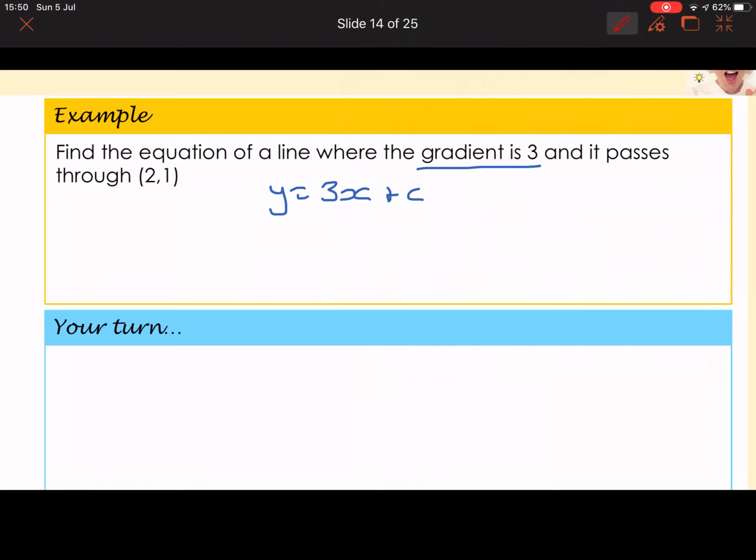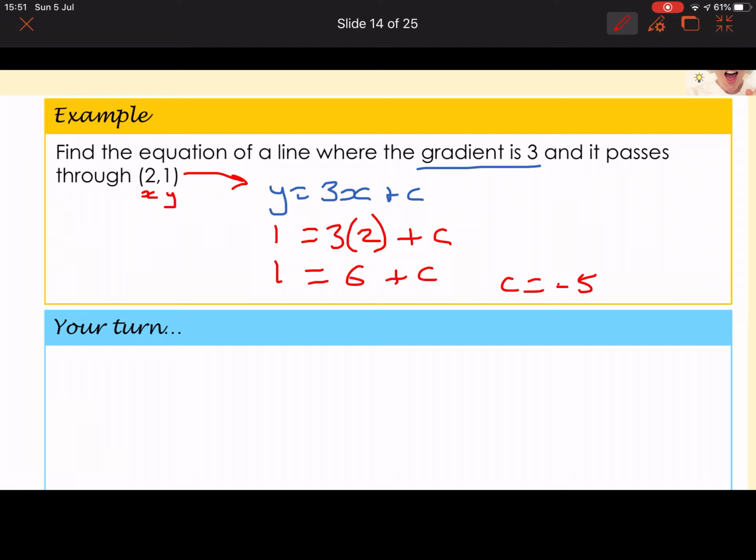So I don't know c yet, so now I'm at a little bit of a sticking point. What was the first hint I said if you're at a sticking point? Write x and y next to your coordinate. Remember, that is a set of values you can put in. So let's try and substitute it in. If y is 1 and x is 2, let's do some simplifying. 1 equals 6 plus c. c must be -5 because 6 minus 5 gives us 1. So now my equation is y equals 3x, because we already knew that gradient, and we've just found c is minus 5.